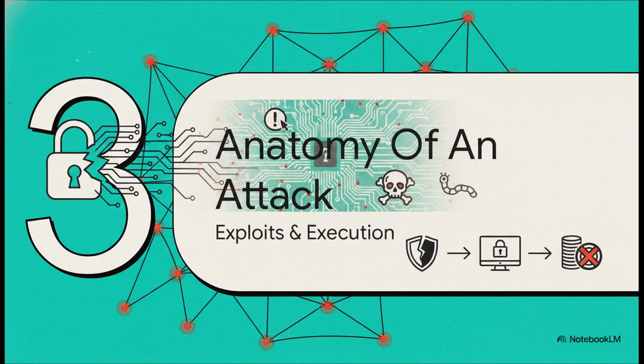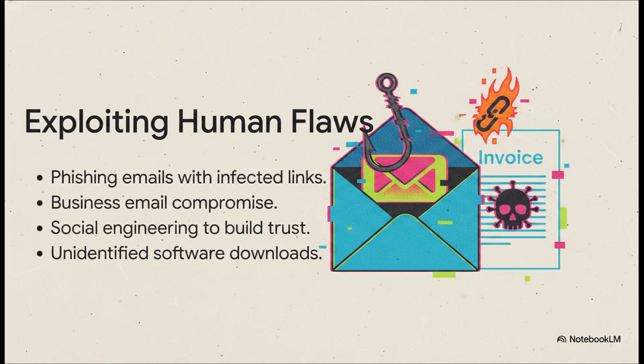All right, Section 3, Anatomy of an Attack. So how do these tools actually breach a system and execute in the real world? Here's the hard truth. Attackers rarely break in using pure technical force anymore. Instead, they exploit us. They exploit human flaws and mistakes. I mean, the most sophisticated Python script on Earth is totally useless if it can't get onto your machine, right?